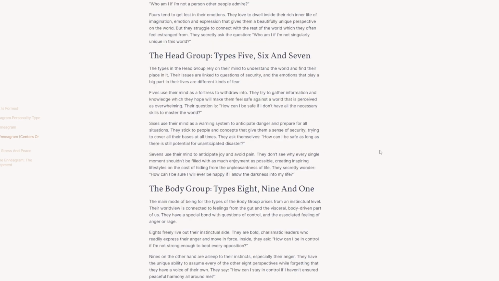7s use their mind to anticipate joy and pain and avoid pain. They don't see why every single moment shouldn't be filled with as much enjoyment as possible, creating inspiring lifestyles at the cost of hiding from the unpleasantness of life. They secretly wonder, how can I ever be sure I will ever be happy if I allow the darkness into my life? Yeah, I think I am a 7, because that's something that I could really relate to. So that's the head group.